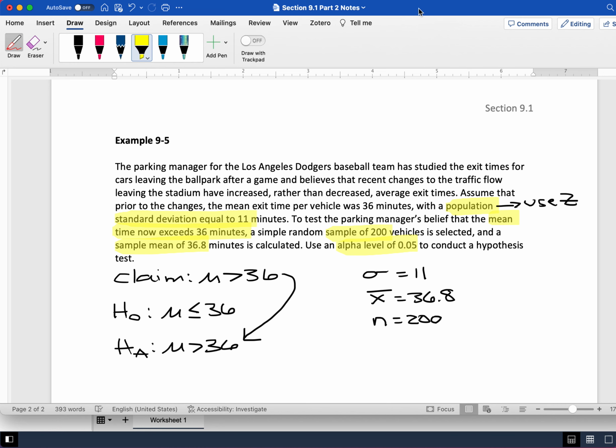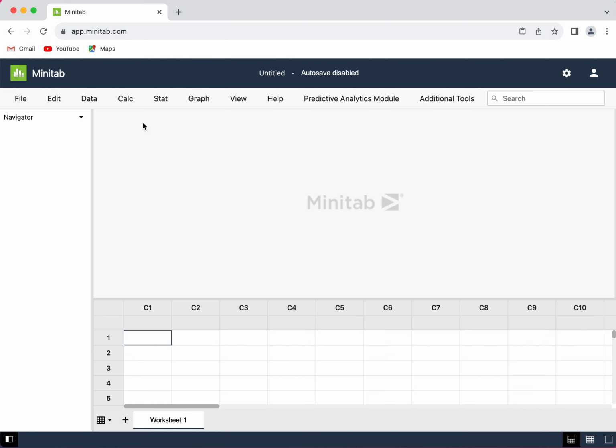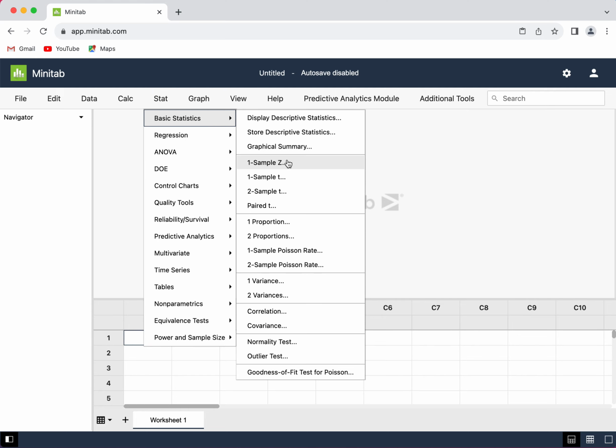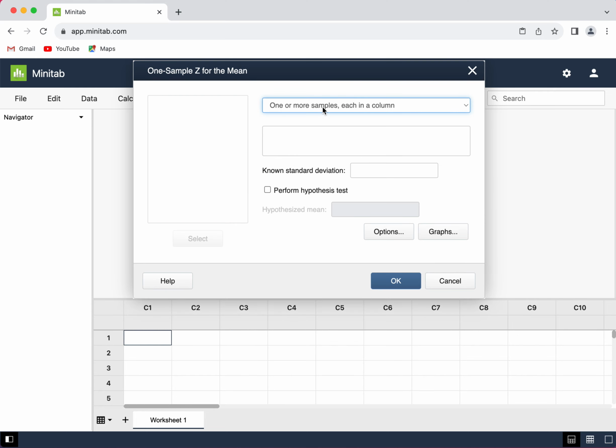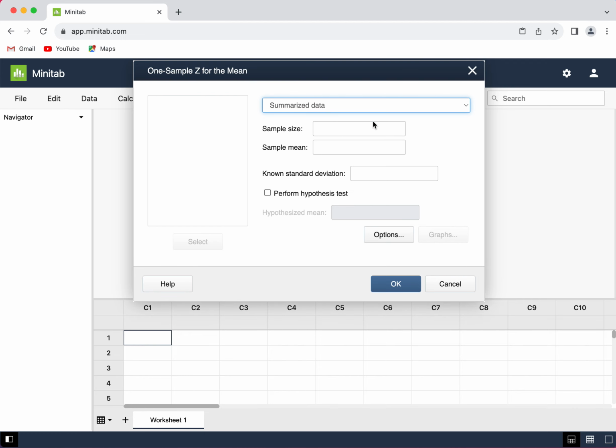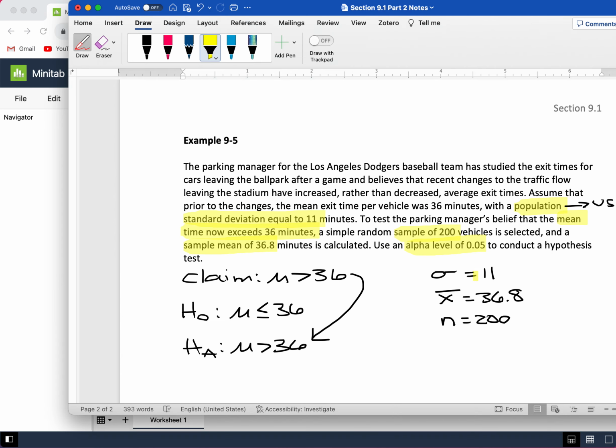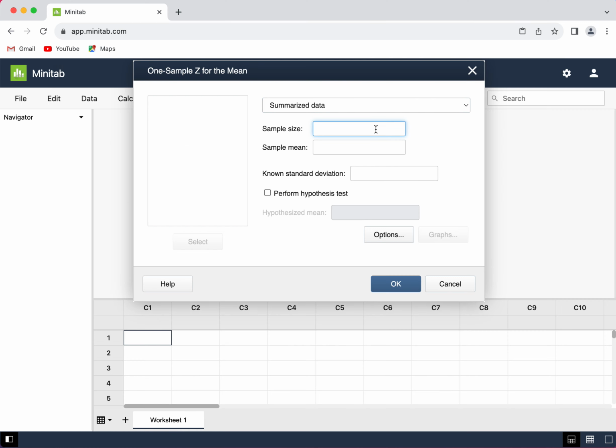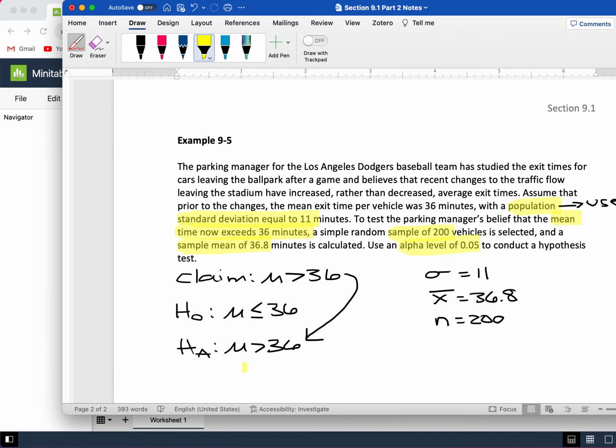So we're going to go to Minitab now. We already established that we are using one sample z because we have population standard deviation. Just like before, we are switching this to summarized data since we have information about sample size, sample mean, and known standard deviation. So my sample size here is 200, sample mean is 36.8, and that known standard deviation was 11. Now I'm going to check the perform hypothesis test box, and I need to put my hypothesized mean in this box. That's the mean for my alternative hypothesis. So my hypothesized mean is 36.